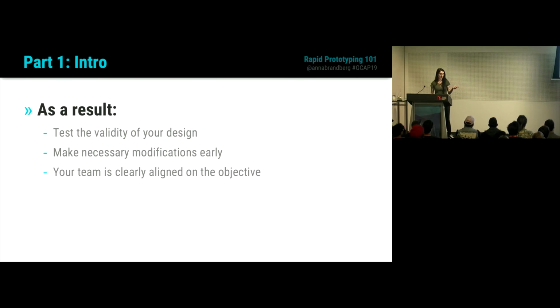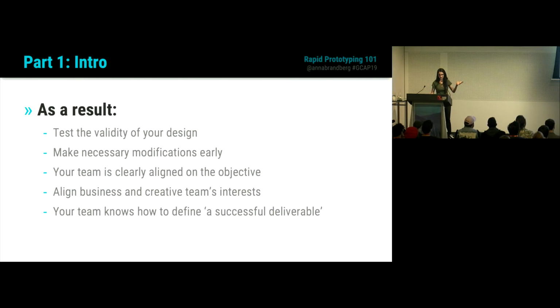Your team is clearly aligned on what your objective is, and often, I know in bigger teams as well, the business side of your team and the creative team's interests might not always be aligned, and so trying to convince a PM to do things when your designer or an artist wants something completely different. It's a little bit difficult sometimes to get everyone aligned on what it is we're actually going to be focusing on. So by prototyping early, you get to see what the player needs, and everyone can work in the same direction. And as a result, your team knows how to define a successful deliverable.